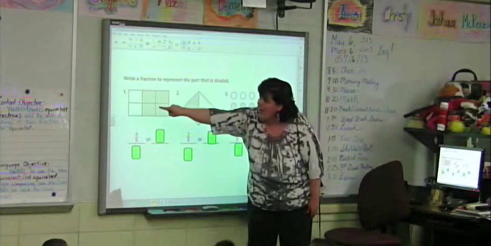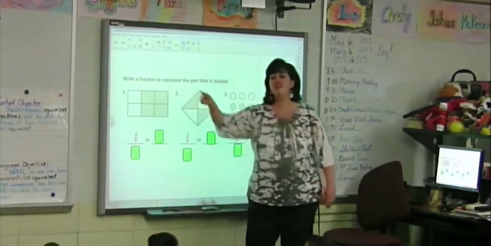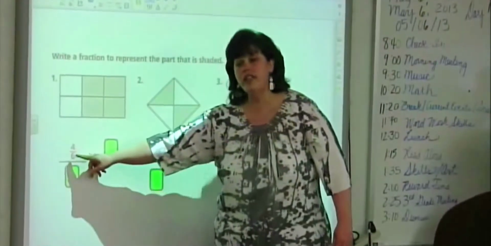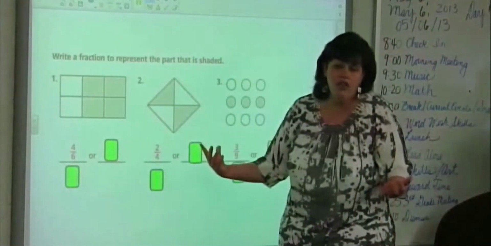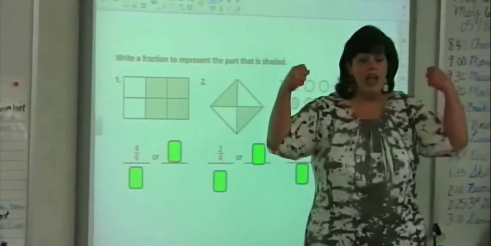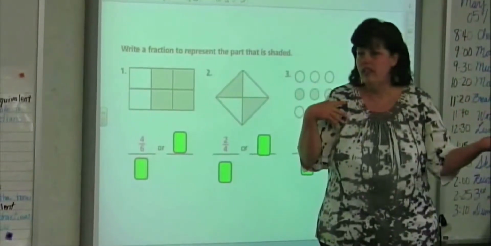Now, I have 2 words that are kind of bubbled in: make and show. Because sometimes if I give you 4/6, you're going to have to make an equivalent fraction. But sometimes I'm going to give you 2 fractions and you're going to have to show me, are they equal or are they not? Okay?